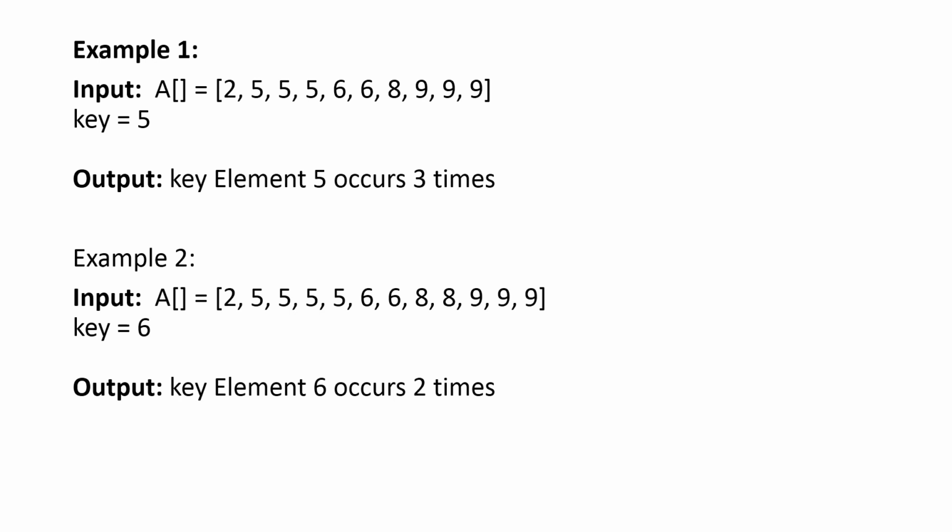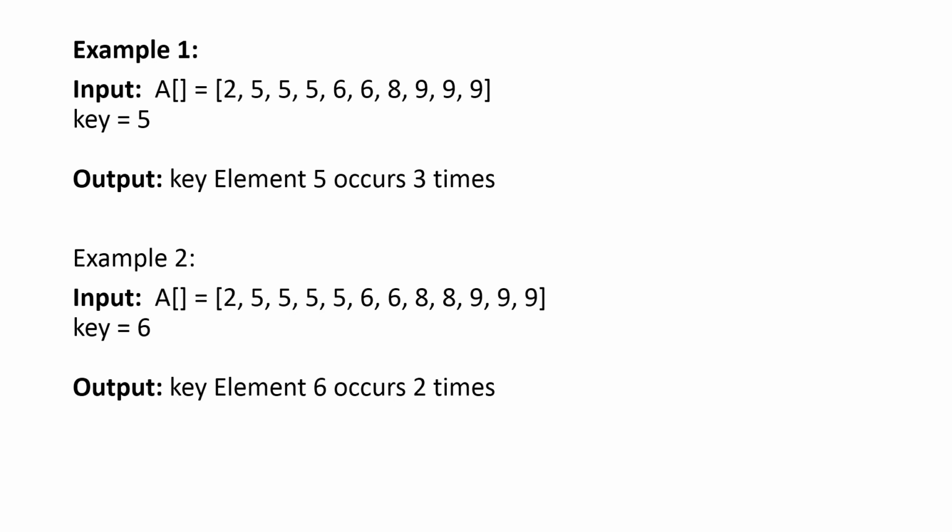For example, the input array is 2 5 5 5 6 6 8 9 9 9 and the given key is 5. Okay, so you have to search in the sorted array, and if the key is found in the array, you also have to count the number of copies of the key 5. So here you can see 1, 2, 3, so the key element 5 occurs 3 times.